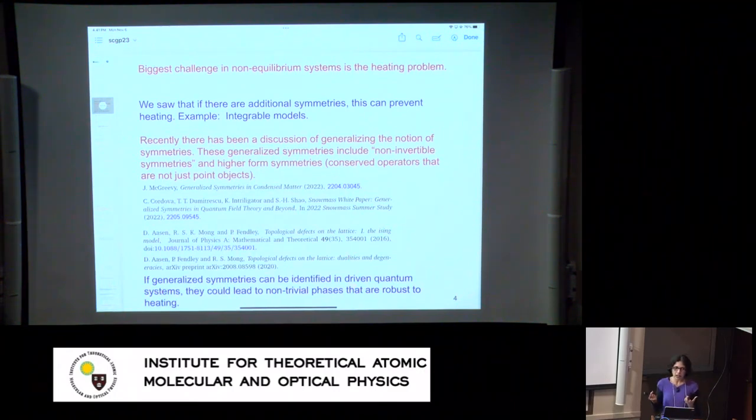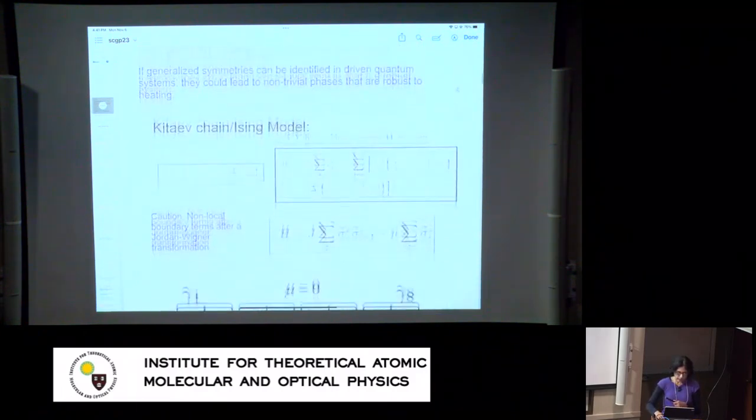This could be very useful for us who work in non-equilibrium quantum systems, because somehow if we identify additional symmetries, however exotic, maybe we will be able to use that as leverage to prevent the heating problem, right? That's really one of the motivations here, to see how all these exotic symmetries show up in a driven quantum system. So let's get started.